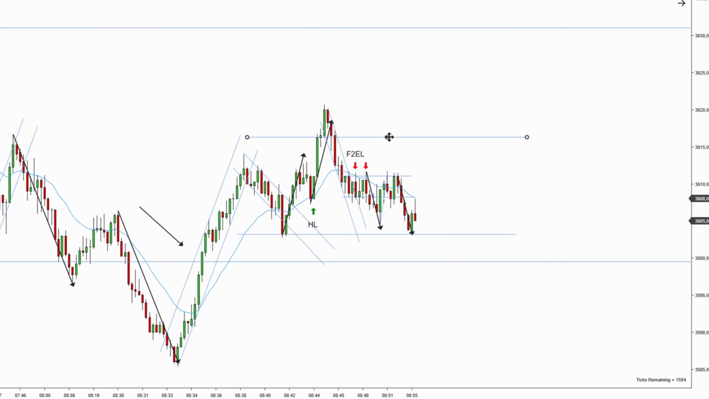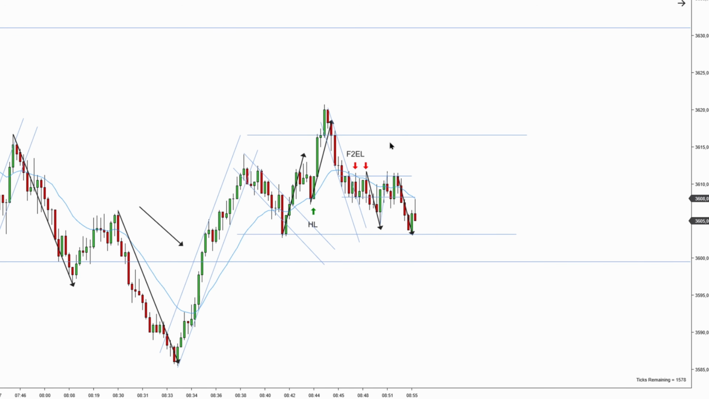What I did, I first selected this place to put my resistance. I didn't want to put it at the top because this feels too far-fetched. Generally, when you select the highest swing, it may be too far. You will always tweak it as the price action keeps developing. There is nothing wrong with it.